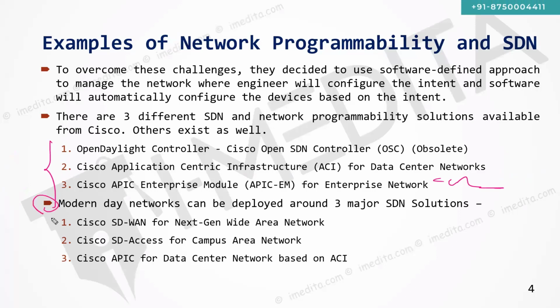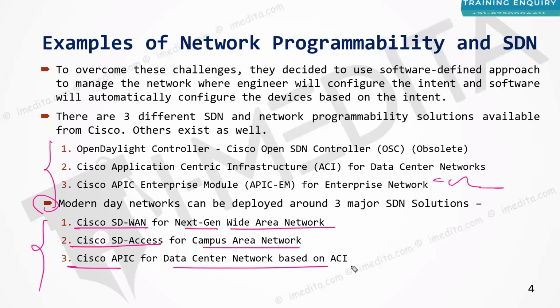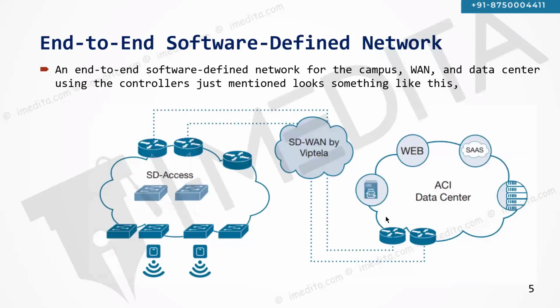In a modern day network, if you want to achieve an end-to-end SDN solution based on Cisco only, Cisco offers SD-WAN for the next-gen wide area network, Cisco offers SD-Access for the campus area network, and Cisco offers ACI APIC for the data center. So if you want an end-to-end SDN solution in your campus and in your data center, you have to go with these three solutions. This is the overall picture of the end-to-end SDN solution offered by Cisco.